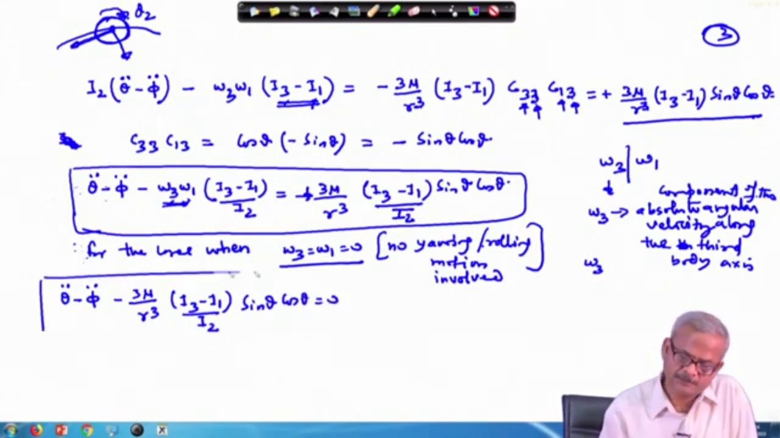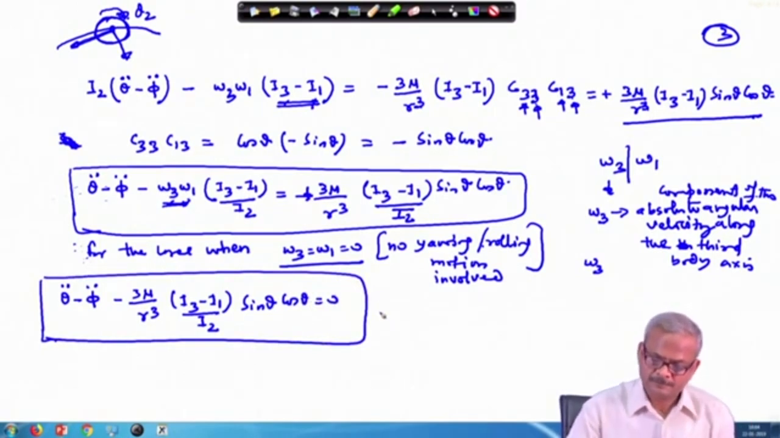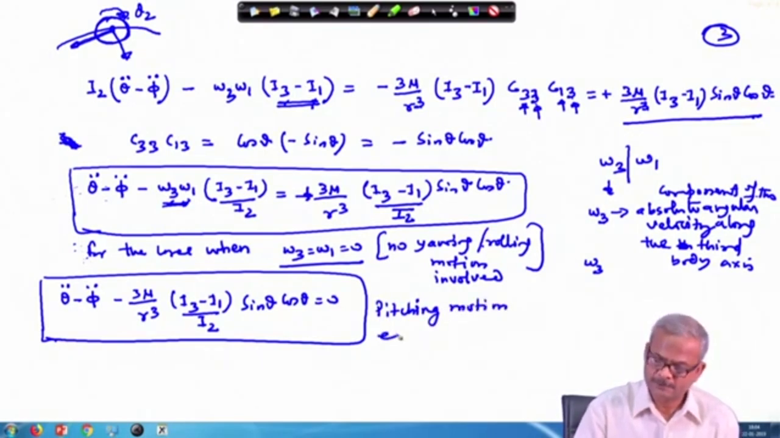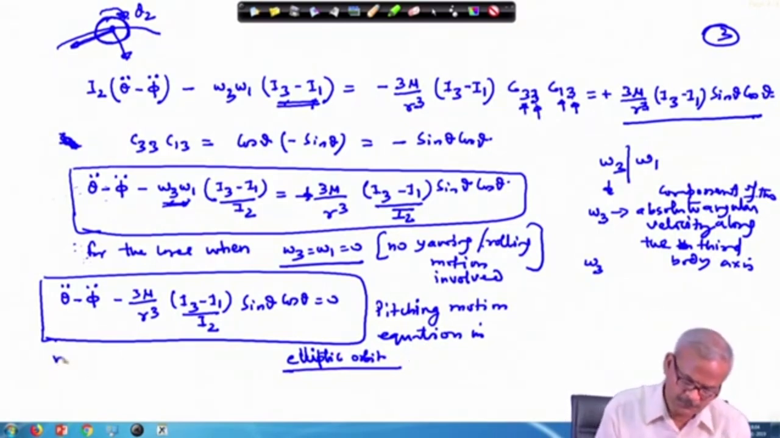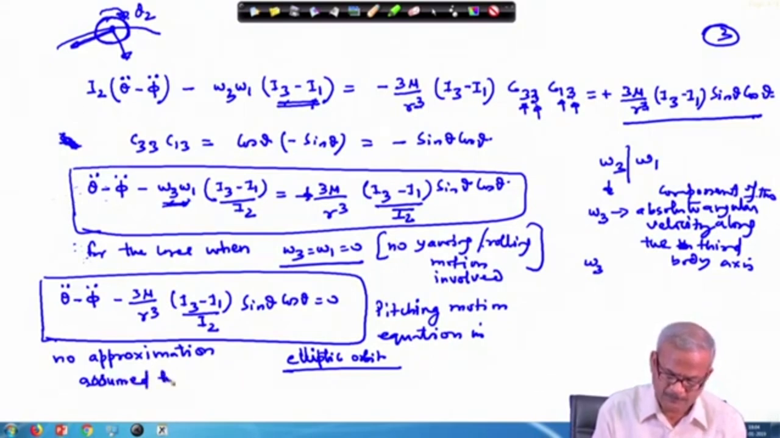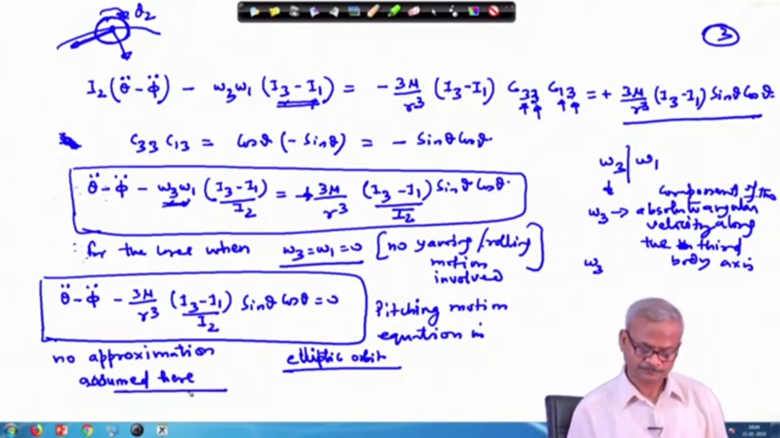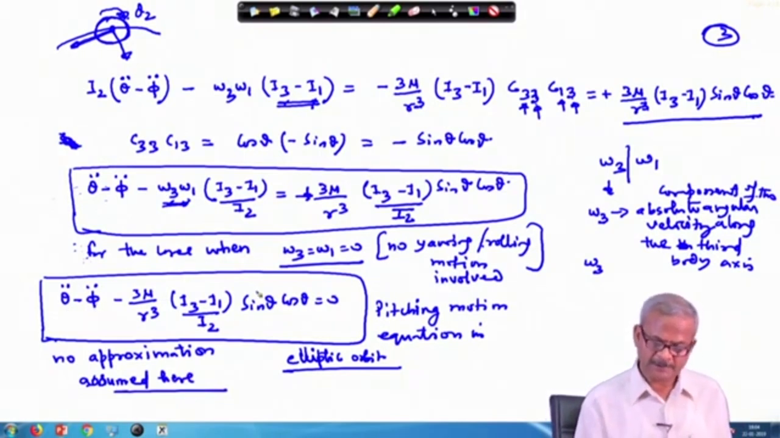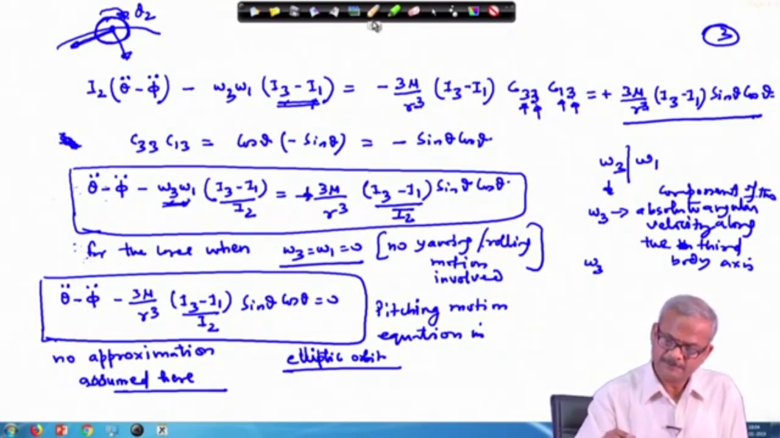Theta equals 0. This is the pitching motion equation in an elliptic orbit, and remember that we have not done any approximation here. No approximation assumed here. So, we will explore this particular part, write it in a particular way, and then develop this equation.